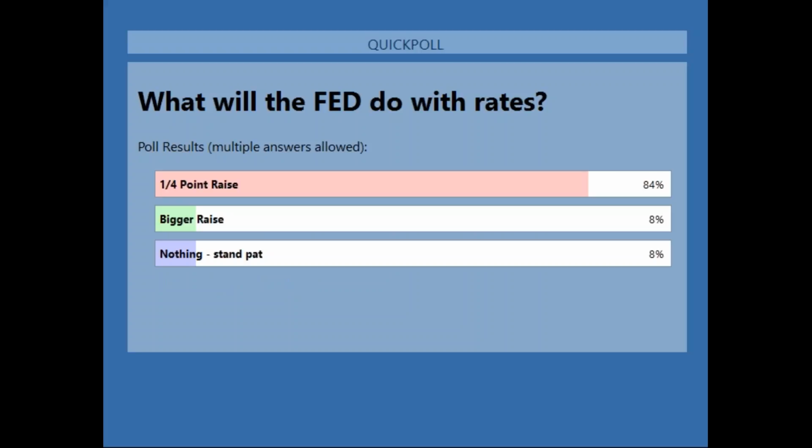Okay, 84% of the people who voted said quarter point raise. 8% said bigger, and 8% said nothing. Do nothing. Stand pat.